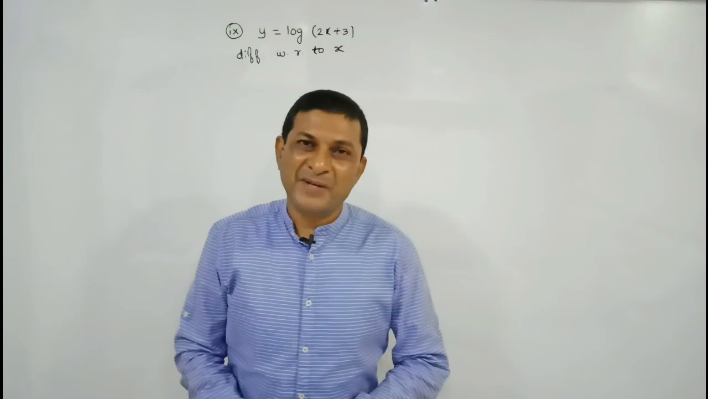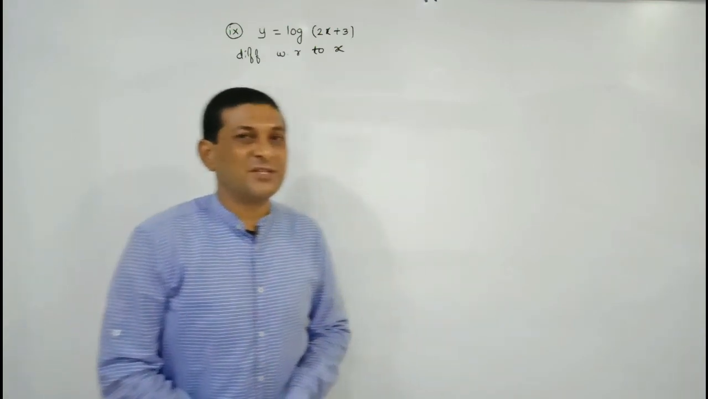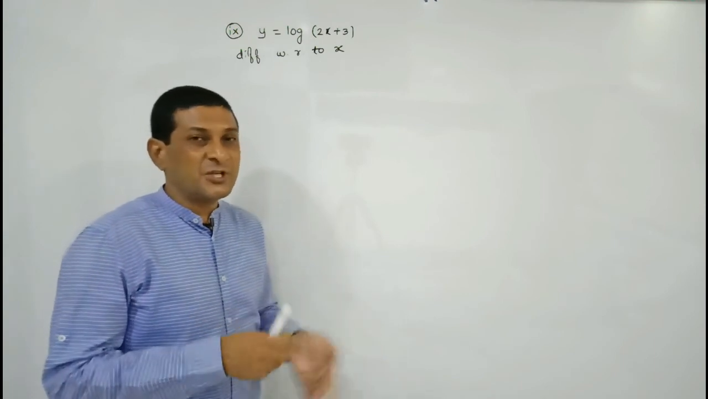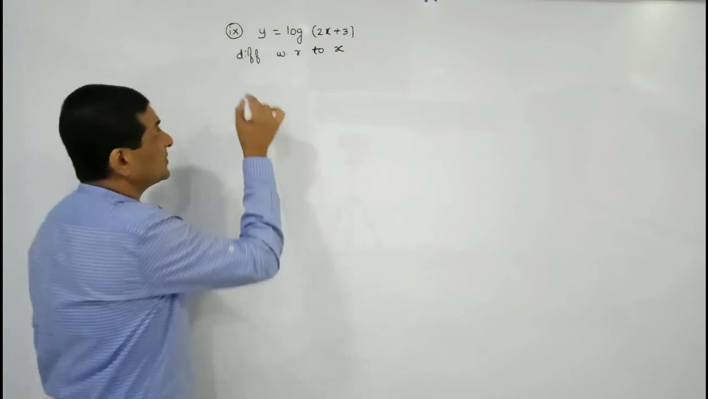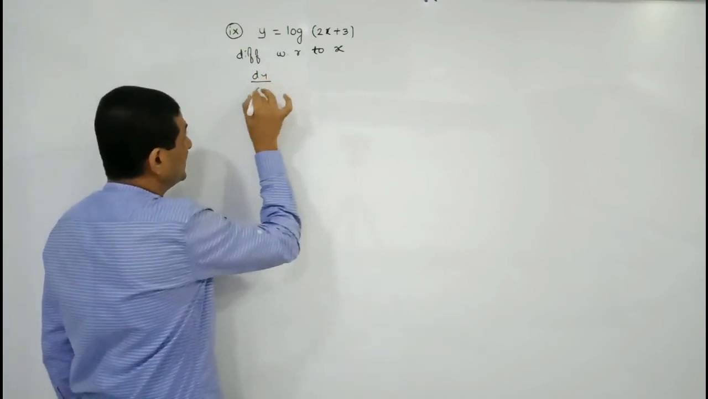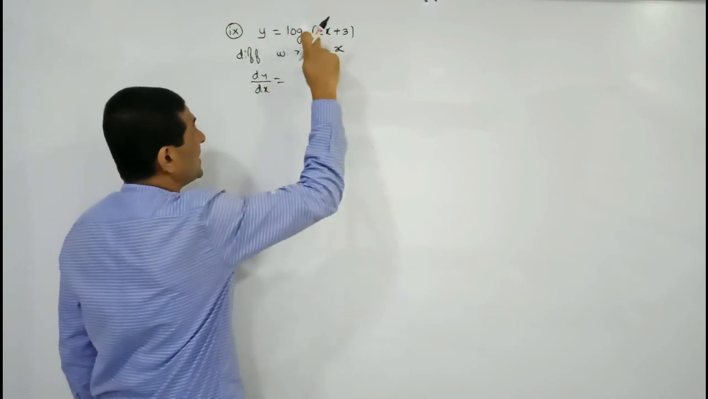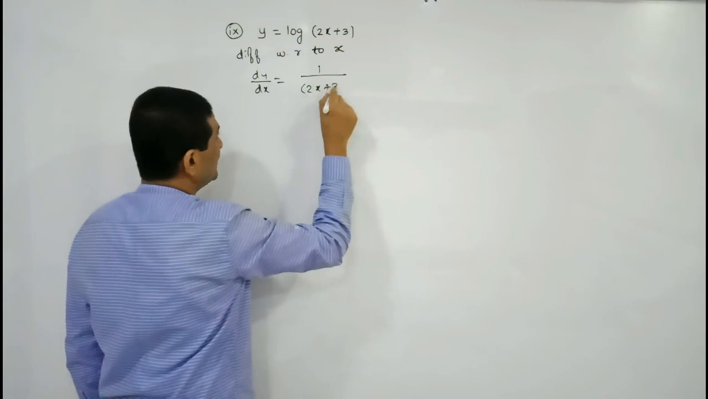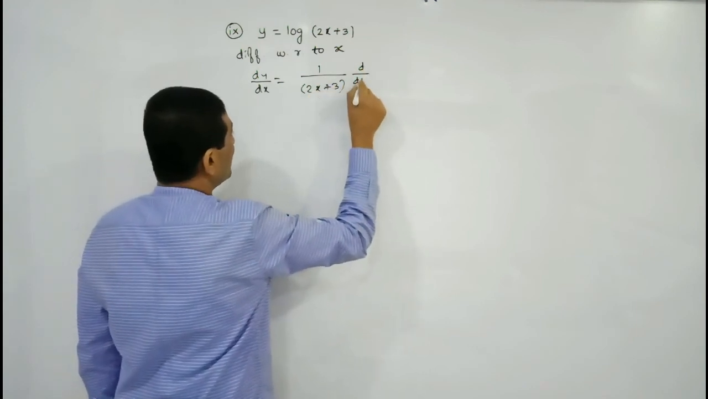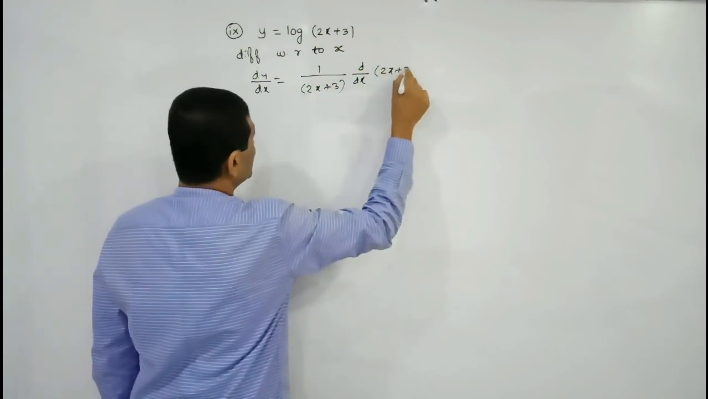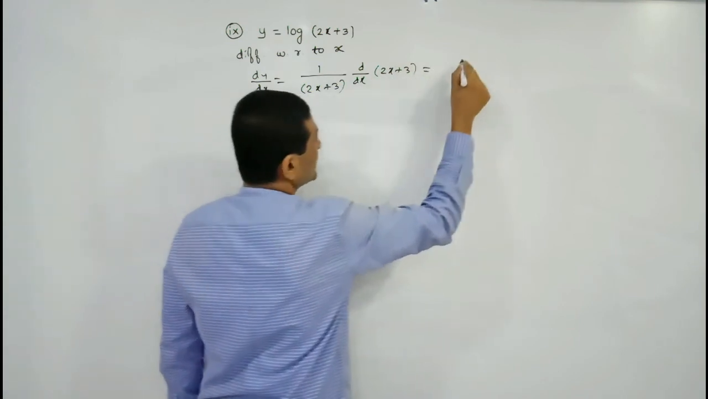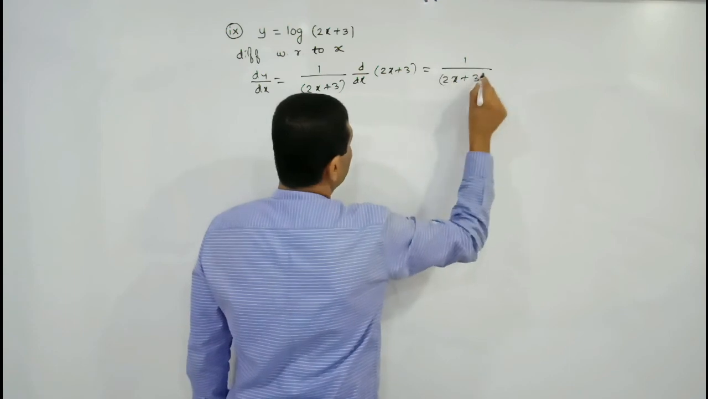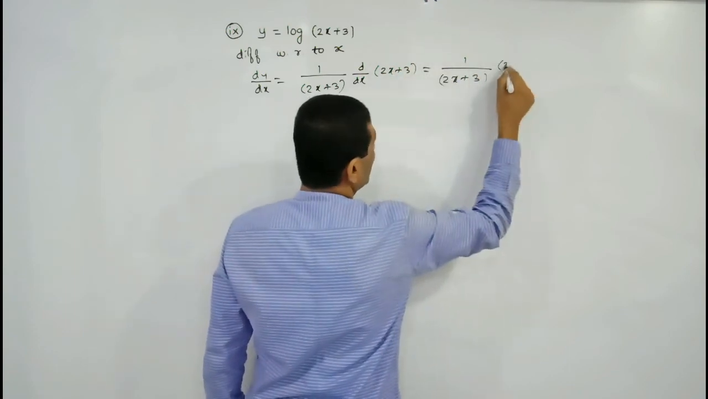Now see example number 9. In this case, the given function is y is equal to log of 2x plus 3. Now we are differentiating it with respect to x. So dy upon dx is equal to, what is the derivative of log f of x? It will be 1 upon f of x, where f of x is 2x plus 3, into the derivative of f of x, means the derivative of 2x plus 3. So which is equal to, keep this term 1 upon 2x plus 3 as it is, and the derivative of this whole term will be equal to 2.